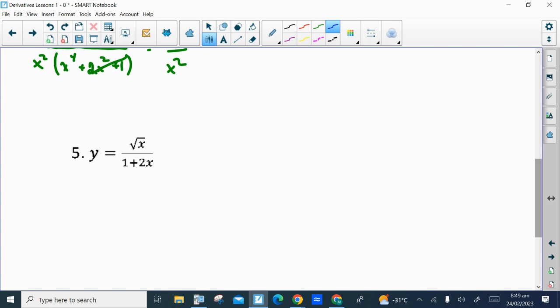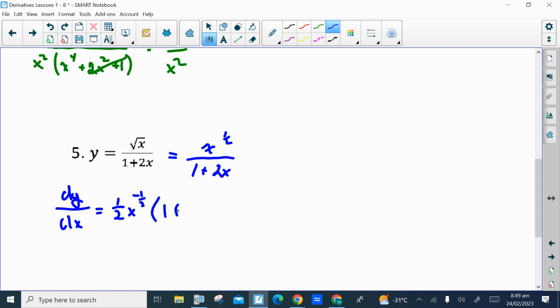Number 5, remember, we've always written terms as powers. So that would be the first thing we would do here. Root of x is x to the 1/2 over 1 plus 2x. That's what y equals. So dy by dx, the derivative of y with respect to x, is the derivative of the top times the bottom minus derivative of the bottom times the top all over the bottom squared.